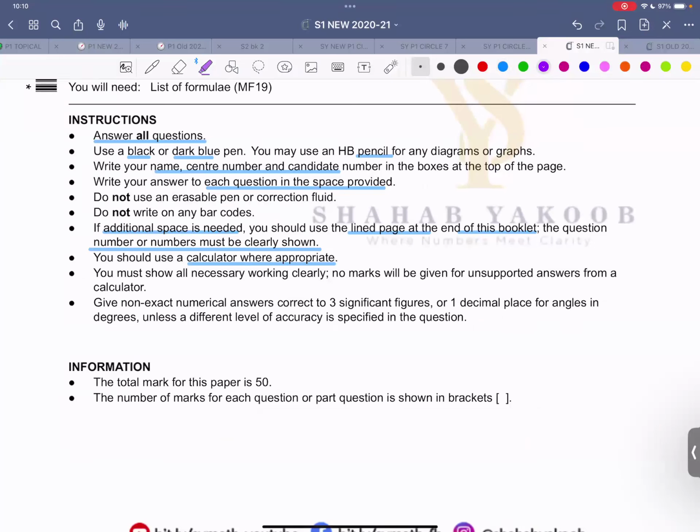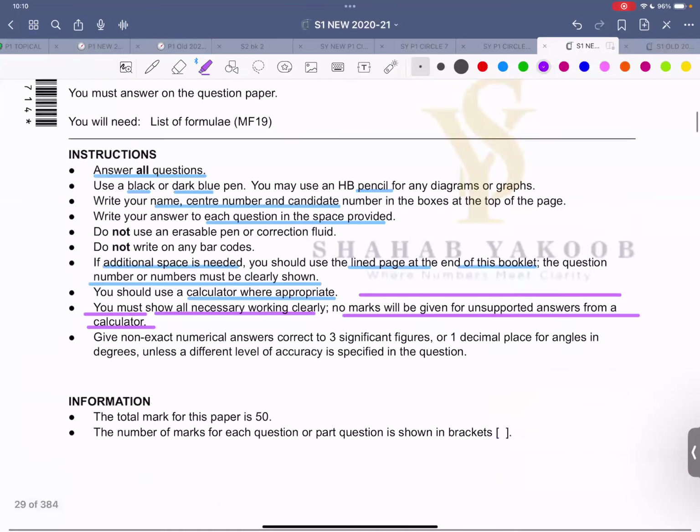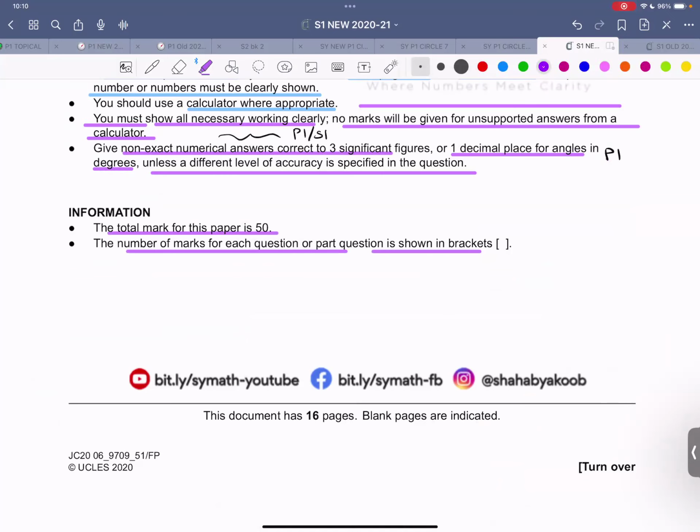And then it says you must show all necessary working clearly. No marks will be given for unsupported answers from a calculator. This is something that candidates really need to understand, that unsupported answers will not earn you any mark. Give non-exact numerical answers correct to 3 significant figures, or 1 decimal place for angles in degrees. Now, this is for P1, and this is for both P1 and S1 and P3, M1, S2, for everything. Unless a different level of accuracy is specified in the question, the total mark is 50. The number of marks for each question or part question is shown in the brackets.